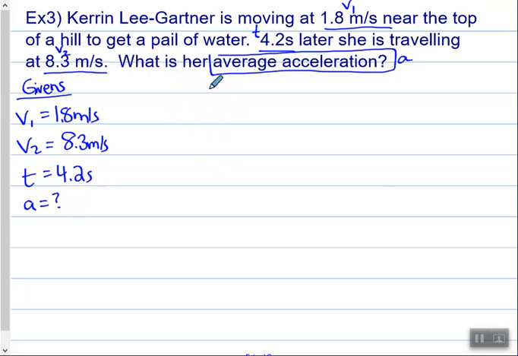So next step, writing our formula. So A equals V2 minus V1 over T. So it's already solved for A, so we are going to just substitute in. So V2 is 8.3, V1 is 1.8 divided by 4.2. So first off, we should have checked. Yes, we're in meters per second and seconds. Okay, our units are all good, and we're good to substitute in.